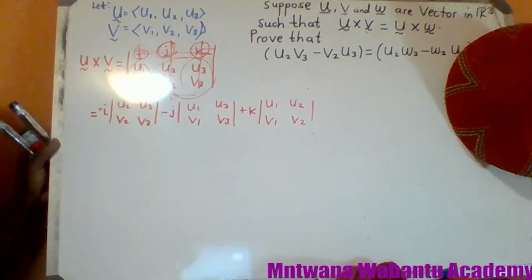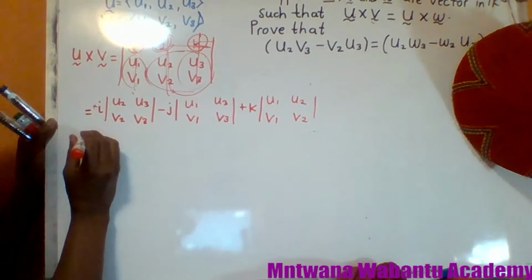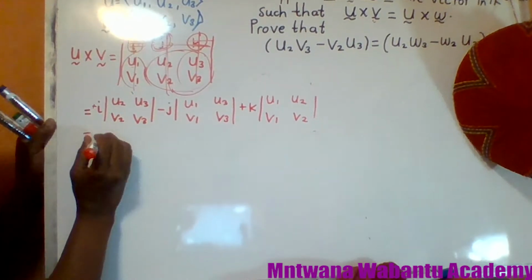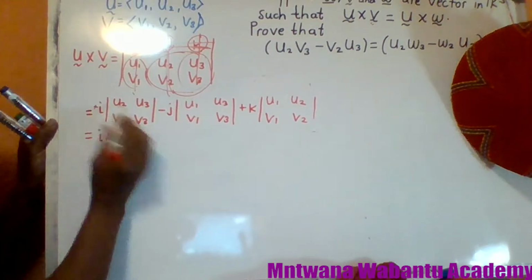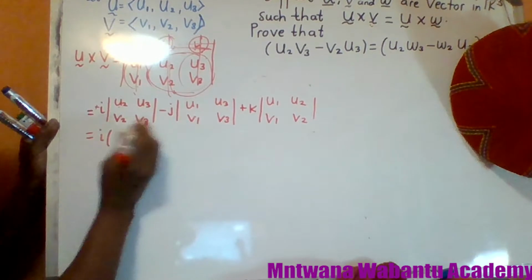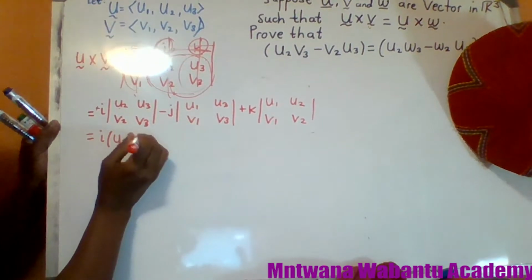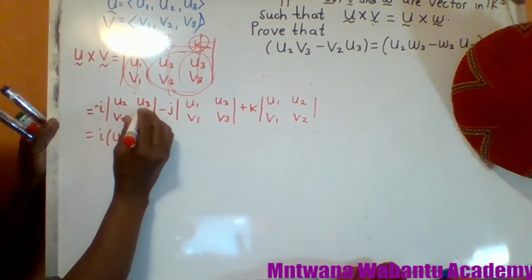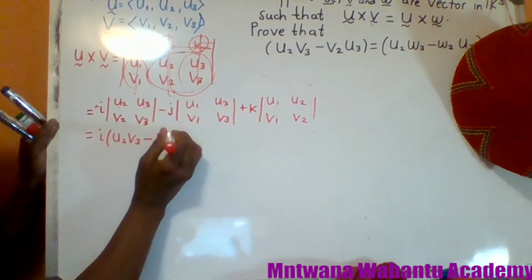Now we go for the last one, K. K is positive, because that's the last one, positive K. If I look for this, I don't need this, I don't need this. Means I'm going to need U1, U2, V1, V2.